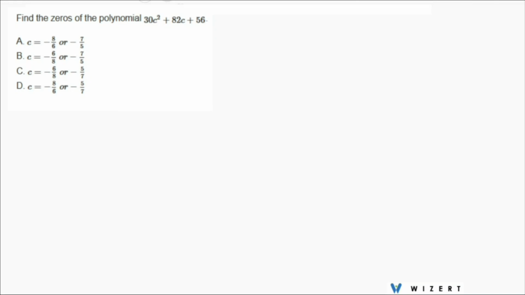We have this question here. Find the zeros of the polynomial 30c² + 82c + 56. So here we'll use splitting the middle term.